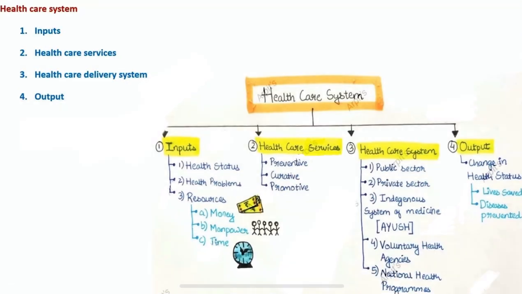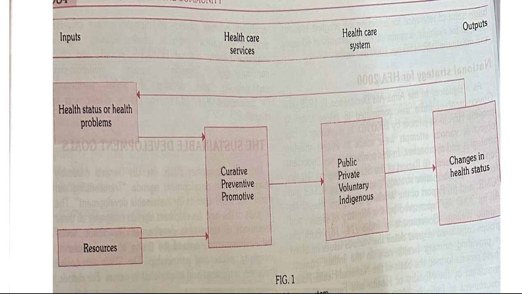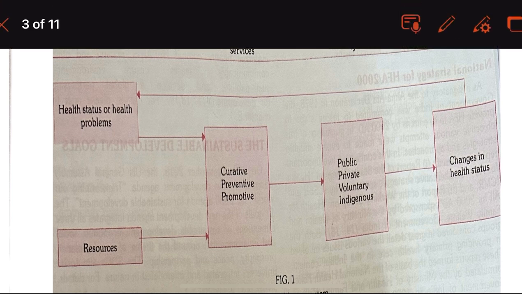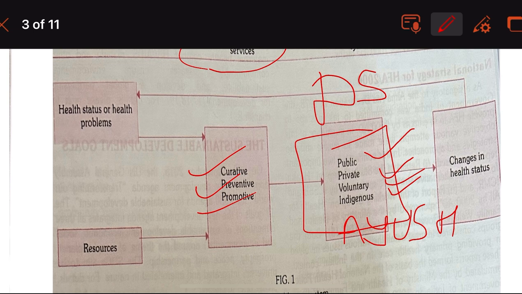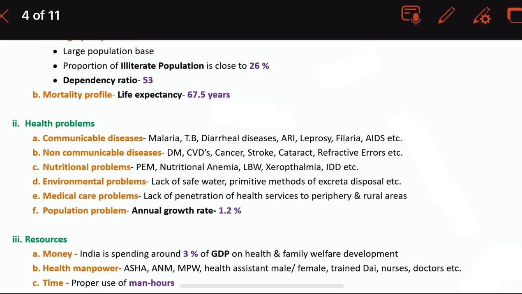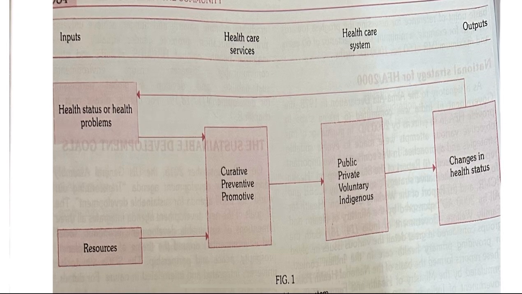services. So this was all about the healthcare system. From the Park's textbook, we have this model, right? The input, which includes the health status or the health problems of the community, and the resources, which are always scanty. And then the health services are curative, preventive, and promotive. And then what are the healthcare delivery systems? They include public sector, private sector, voluntary sector, and indigenous, which includes Ayush. And lastly, what is the output we see? The change in the health status of the community. Okay, so this was the simplest model which was developed for the delivery of healthcare services.